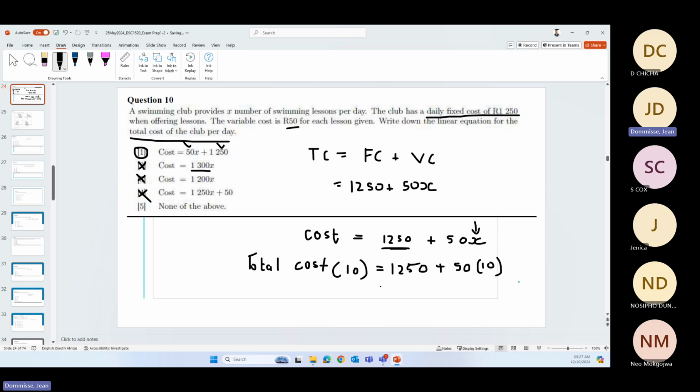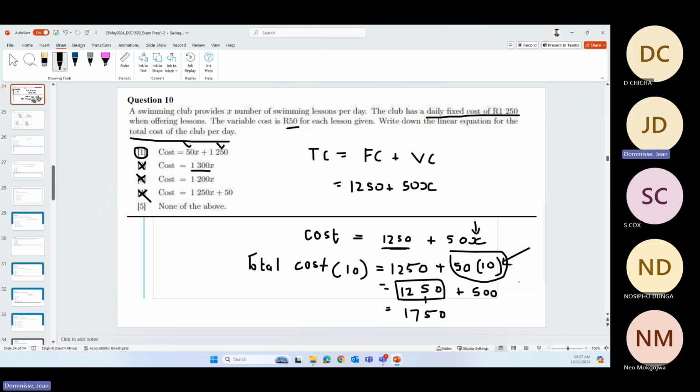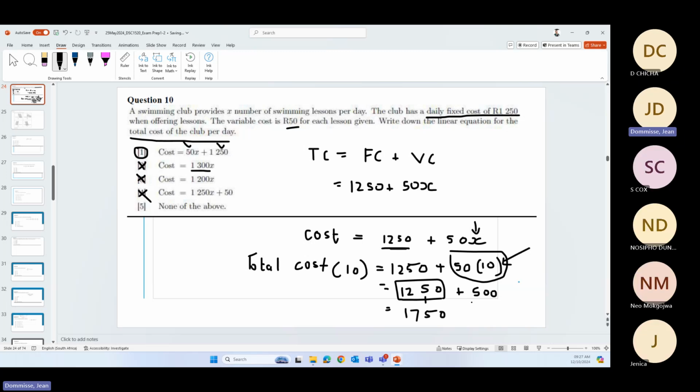So we could have then worked out what the total cost will be if we have 50 people coming in to swim that day. Your total cost would have been 1750. Your fixed cost will always still be that fixed 1250, but your variable cost is the component that, depending on how many people are coming to swim, will be added to that total cost. Does that help a bit?